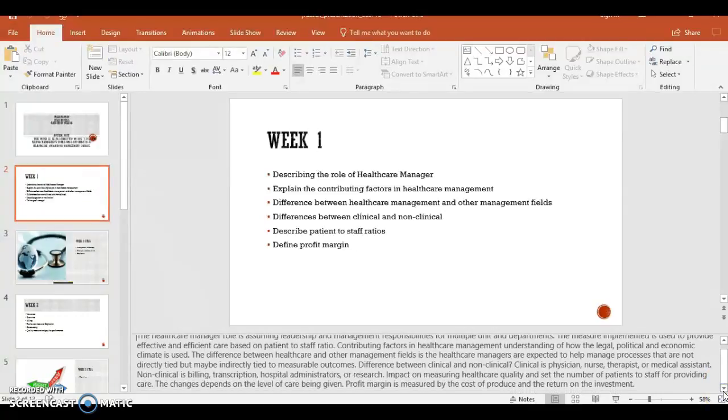Impact on measurement of healthcare quality and set the number of patients to staff for providing care. The changes depend on the level of care being given. Profit margins is measured by the cost of products and the return on the investments.